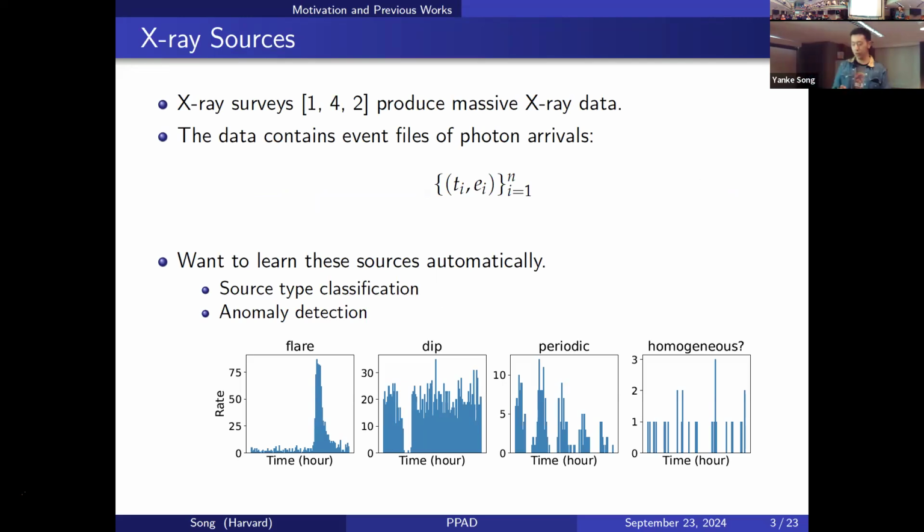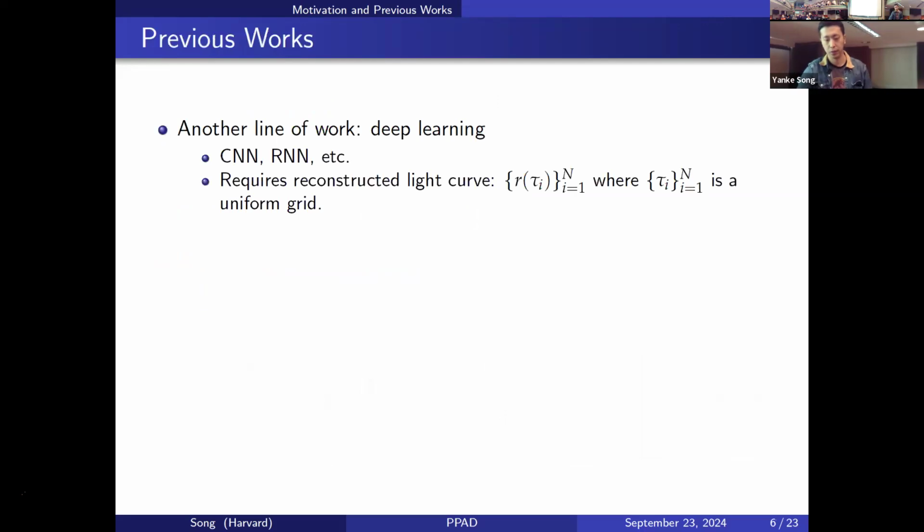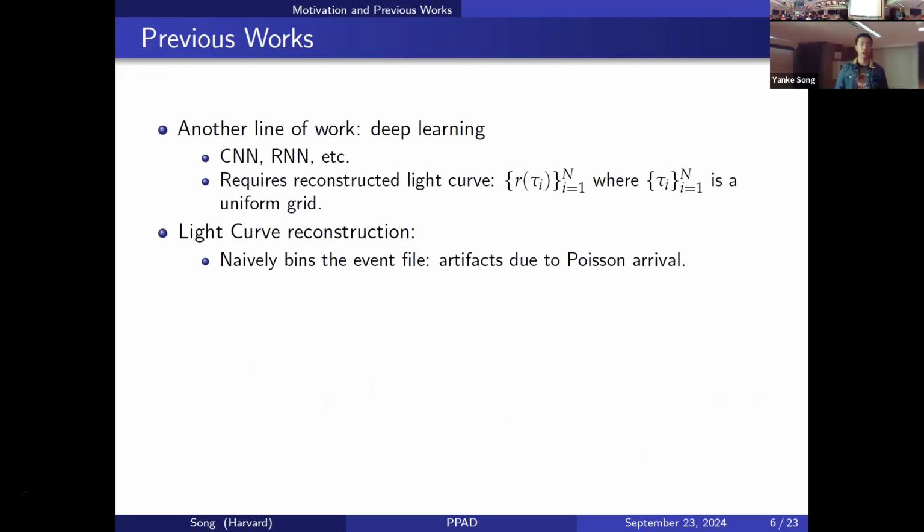Because I think it's typical to assume that these photon arrivals follow a Poisson process. Then in another language, the light curve is just the Poisson rate function underlying these event files. So basically, all these deep learning works need a reconstructed light curve first before these light curves can be fed into these neural networks, which means we first need a light curve reconstruction method.